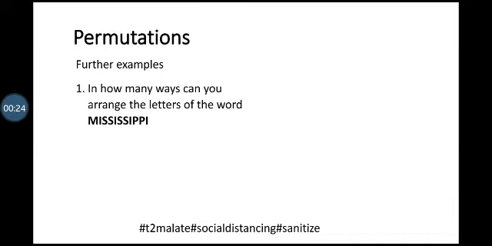So we have the letters M, we have I, we have S, and we have P. M is only appearing there once. I is appearing 1, 2, 3, 4 times. S is appearing 4 times, and P is appearing twice. So we count how many letters we have. We have 4 plus 4, which is 8, plus 2, which is 10, plus 1, which is 11. So Mississippi has 11 letters.